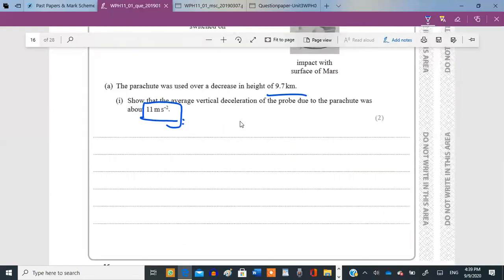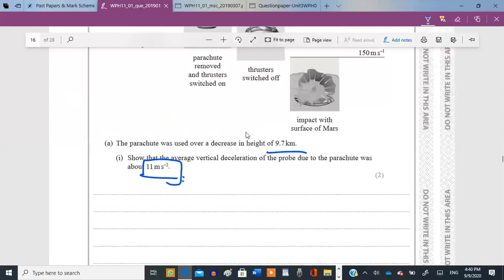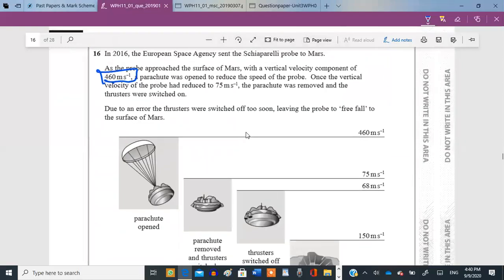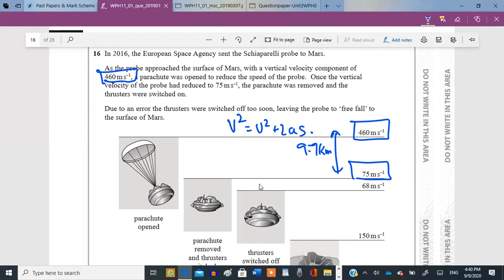Let's see. We don't have time, so we cannot apply that. We do have the final velocity. The parachute was used over a distance of 9.7 kilometers. So when the parachute was removed, the final velocity was 75 meters per second. Initial velocity is given to you. The height is 9.7 kilometers. So what formula can I use when time is not given? v squared equals u squared plus 2as, right? Height is given, initial and final velocities are given, acceleration is needed. You can use this and calculate it.